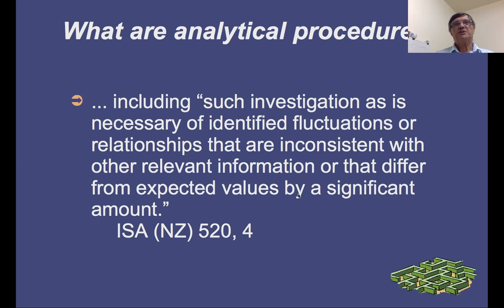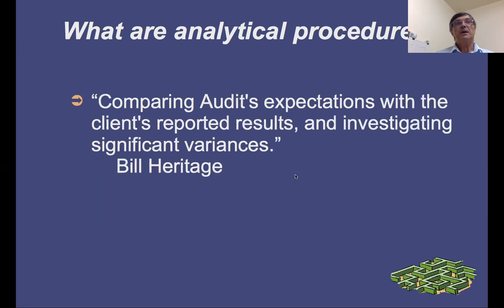Looking for things that are inconsistent with other relevant information or differ from expected values. In other words, something that's going to be a bit different. And how about this? This is my summary of what analytical procedures are. Comparing audit's expectations with the client's reported results and investigating significant variances. So they should have had me helping to draft the auditing standards, obviously, but they didn't. That, I think, is a pretty fair summary of what it's actually all about.